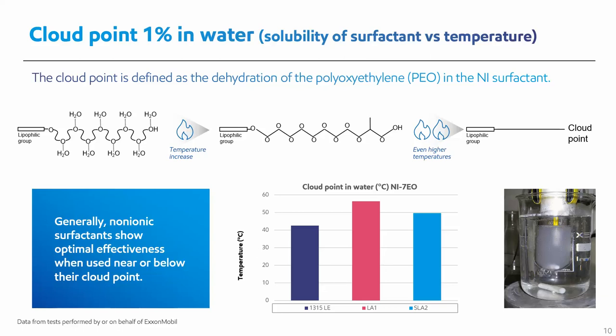As we can see from this graph, the branching level in the hydrophobe seems to impact the cloud point. Higher branching leads to lower cloud point. On this basis, having a higher degree of branching will be favorable for many types of cleaning operations performed at lower temperature, which is gaining a lot of interest these days.